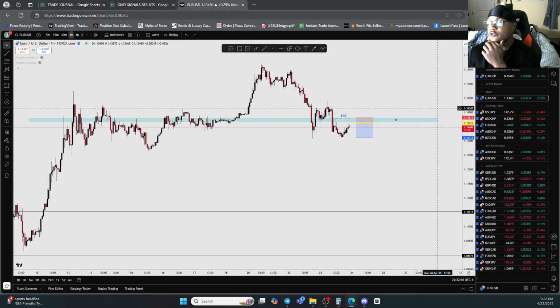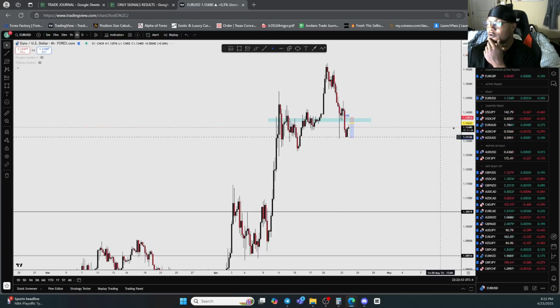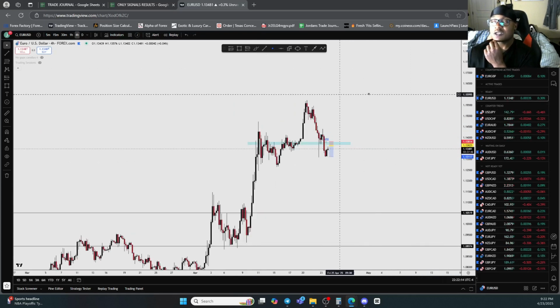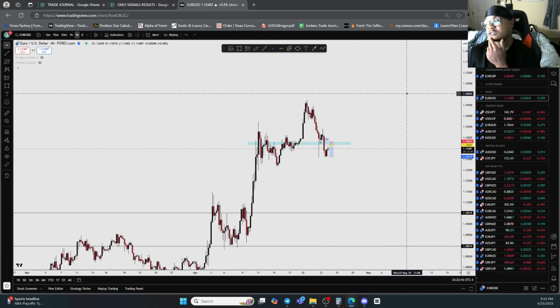So tonight, EUR/USD, waiting for the 4 hour to show us some type of retracement. Once that is established, y'all will have the call out.